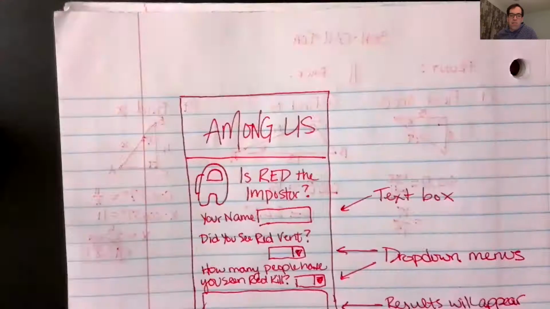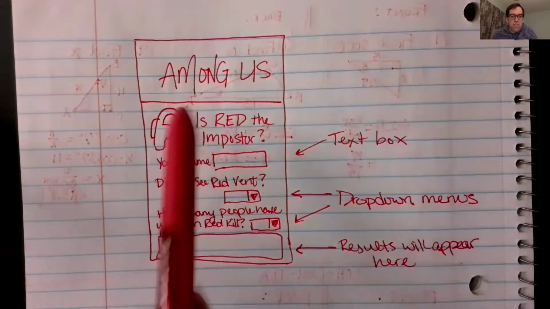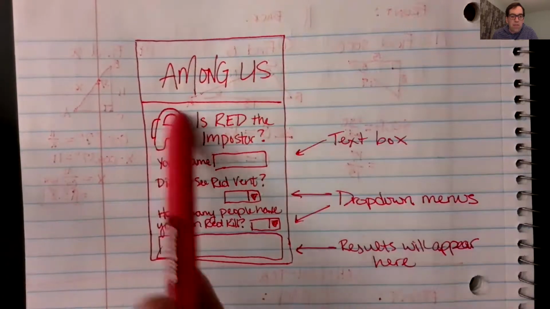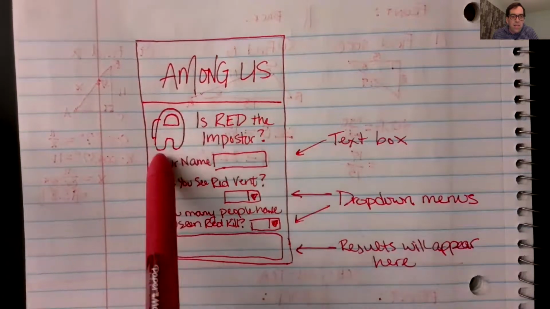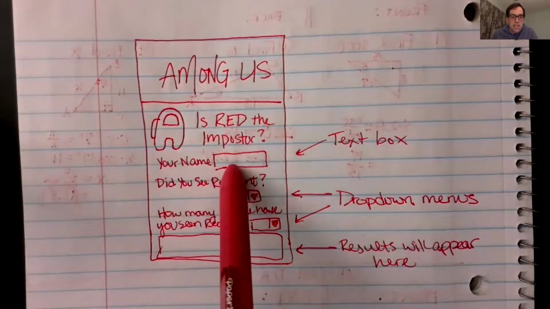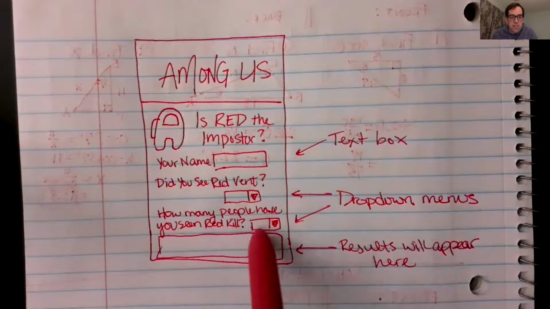I also have my sketch of the app screen. So at the top, it's going to have the Among Us logo, and I'm going to have the little red character right here, and it's going to say, is red the imposter? It's going to ask the user for their name. It's going to say, did you see red vent? And it's going to say, how many people have you seen red kill? Both of these will be answered with drop-down menus. And then down here is going to be a text box where the results will appear as the user uses the app.